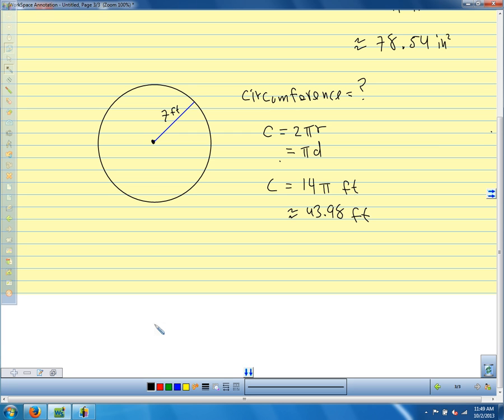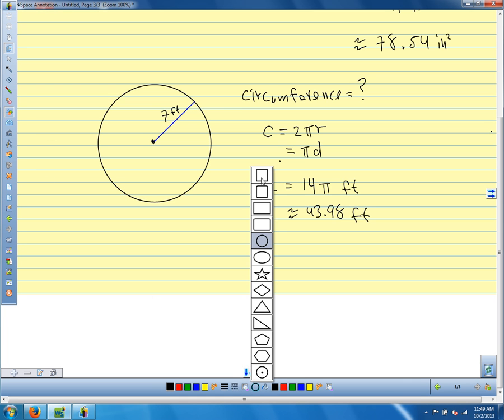Questions on these 2 examples? All right. Let me ask you a question. I don't want to go through this one. I just want to ask how we would solve it.